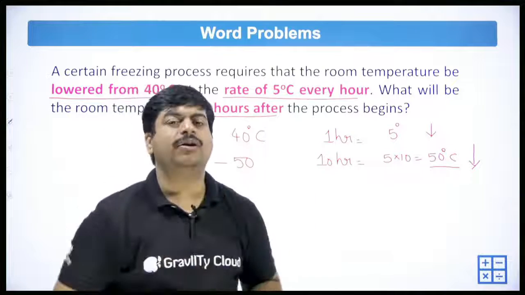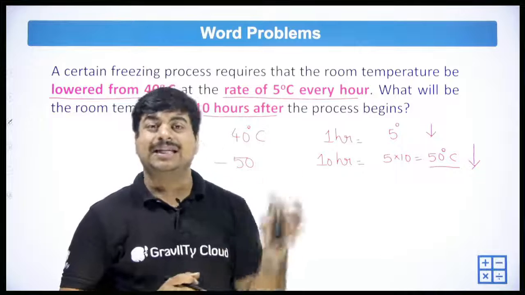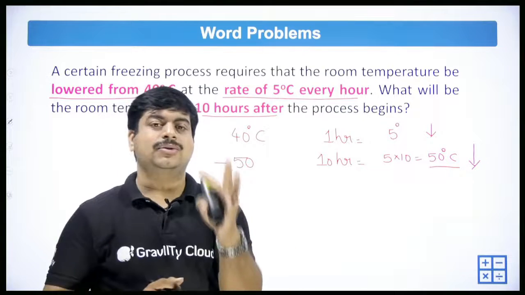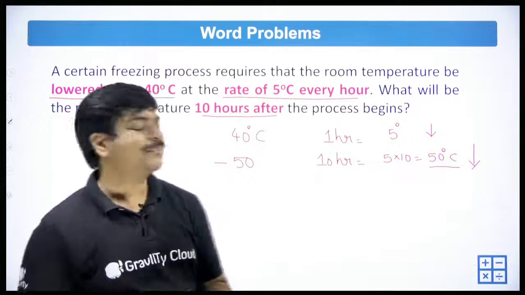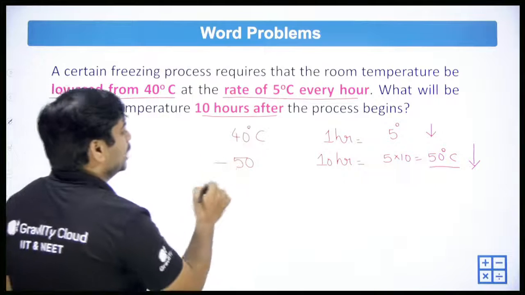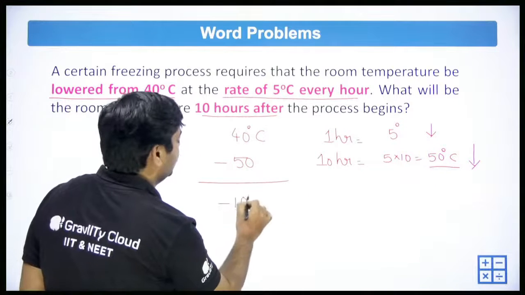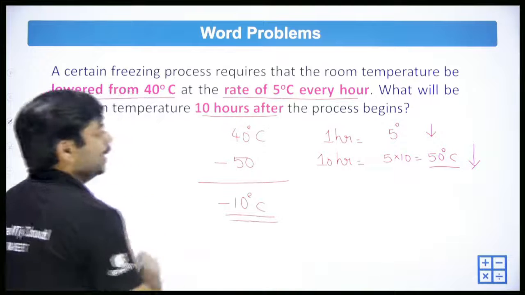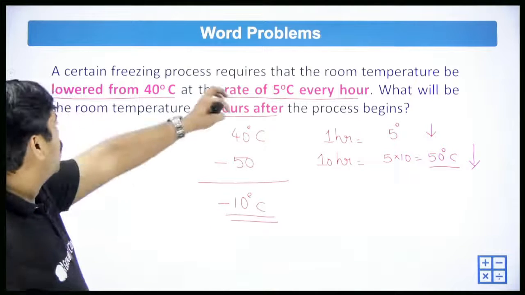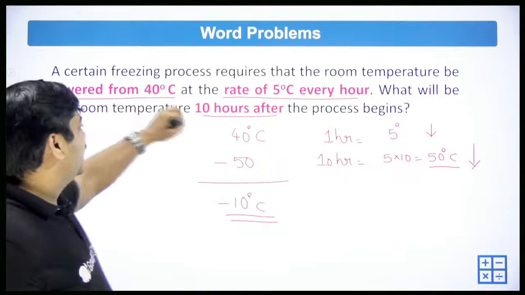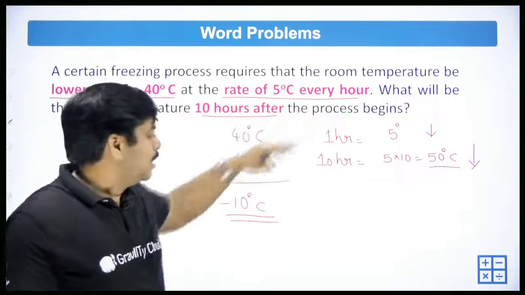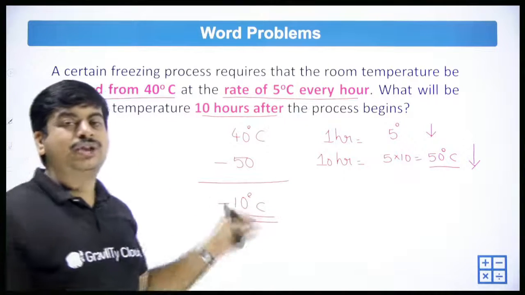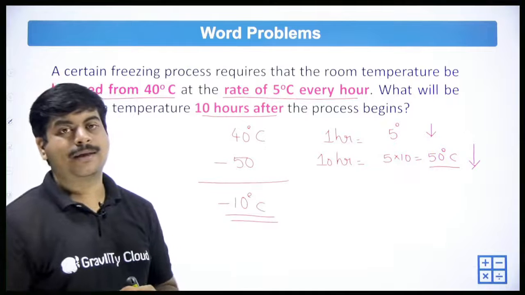That is the reason I am saying word problems are very important to understand and very easy to solve once you understand the question. Okay, so 40 minus 50 will give you minus 10 degrees Celsius. What will be the room temperature 10 hours after the process begins? So it will reach minus 10 degrees.